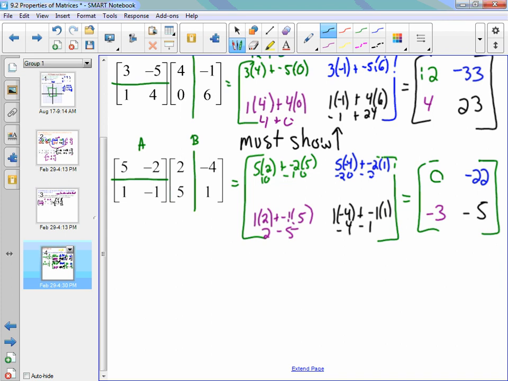So we get 0, negative 22, negative 3, and negative 5. When doing these, make sure you double check your work. Again, you do need to show the work matrix. Double check your work to make sure you make no errors. They are very common when multiplying two matrices together.